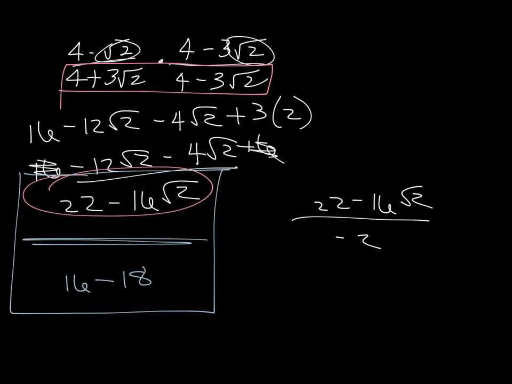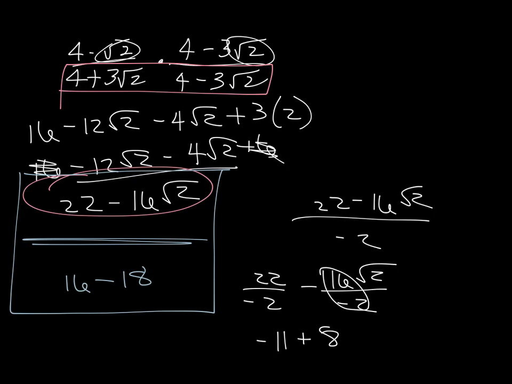Okay, so let's split that up. Okay, 22 over negative 2 is negative 11. And then this is going to be 8. We've got two negatives there, so that's 16 over 2 is 8, square root of 2. And we're done there. Alright, so let's do one more, and we'll call it good.